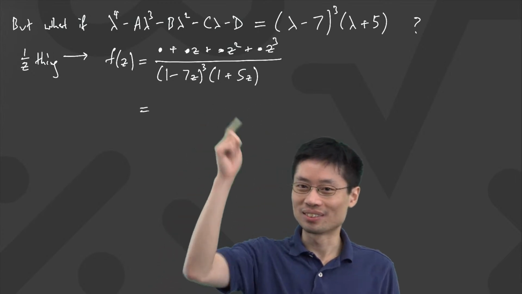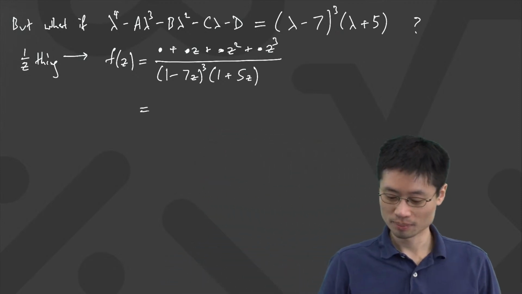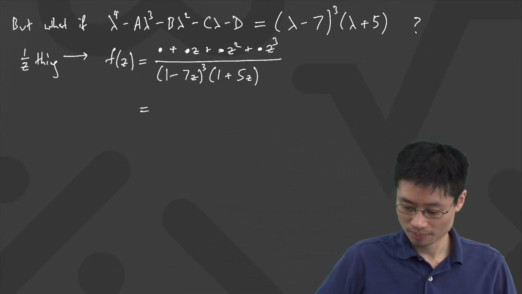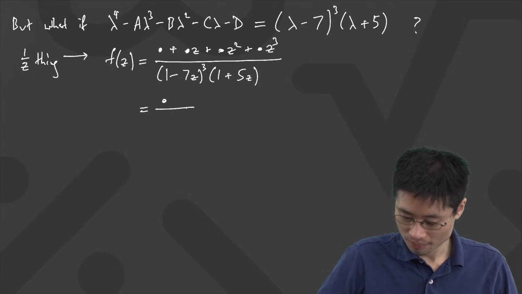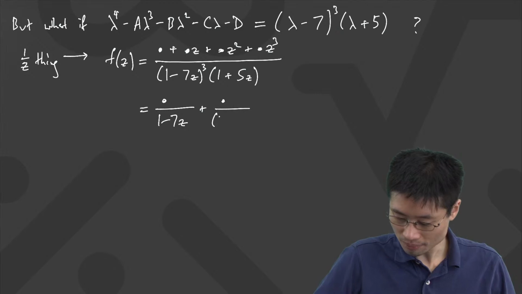Does anyone know what to do with this kind of partial fractions thing? This is from calculus. Zhejia? In general, you would have one fraction with just 1 minus 7z, and then another partial fraction with 1 minus 7z squared, and then another one with 1 minus 7z cubed.